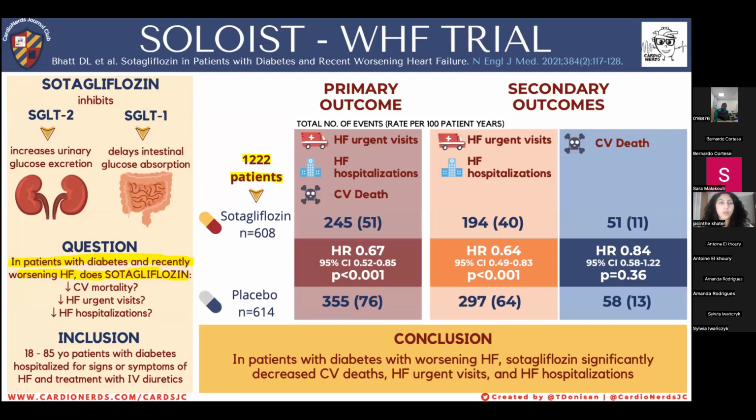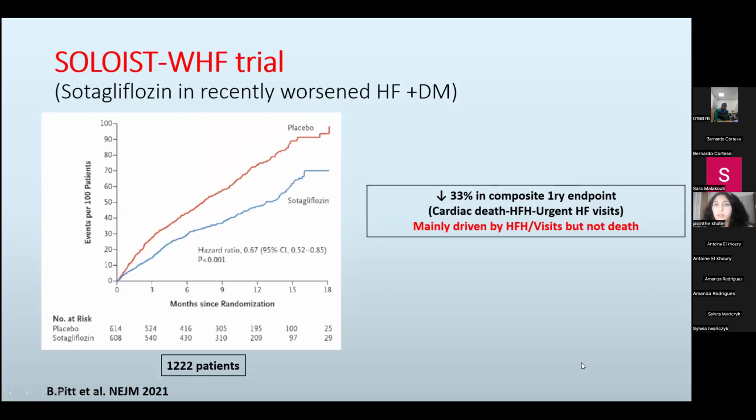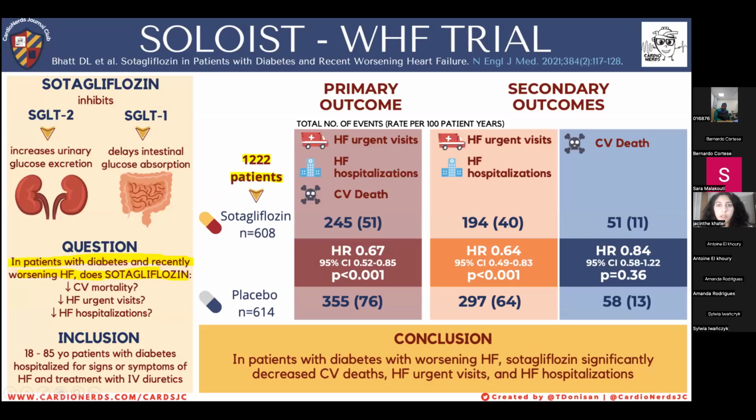Okay. So SOLOIST-WHF trial. What is that? Okay. So here they try to establish the effect of sotagliflozin on also the heart failure.